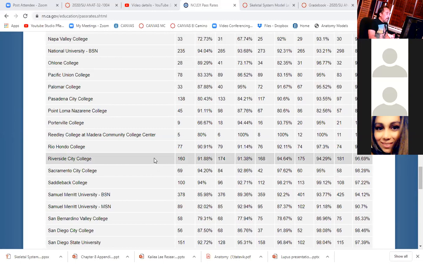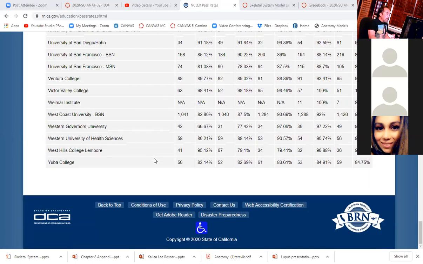And what is West Coast University's passing rate? Oh, this is BSN, Bachelor of Science. So I'm not discouraging you. I'm teaching you how to be strategic and how to choose your school. Because remember, the LVN exam is not similar to the RN exam. It's not similar. The RN exam actually has more cases compared to the LVN exam.